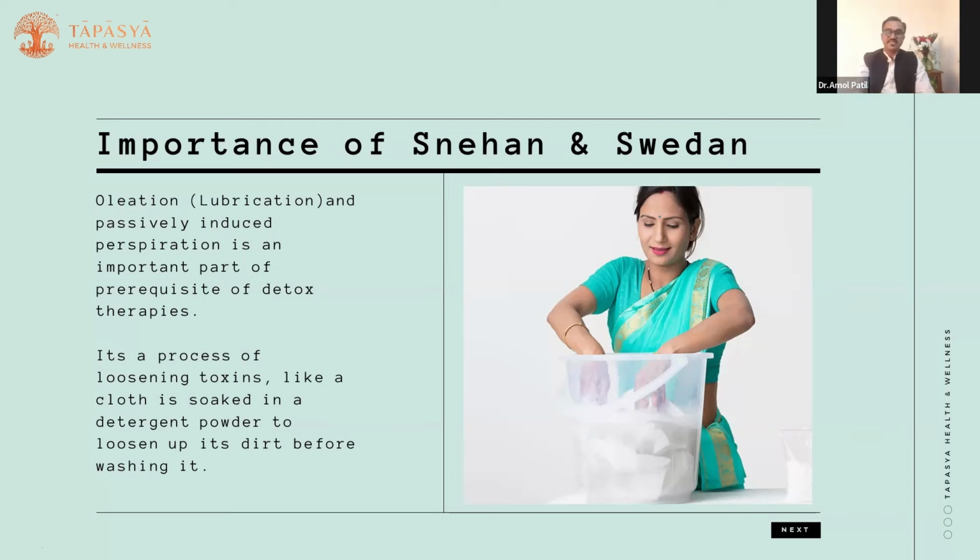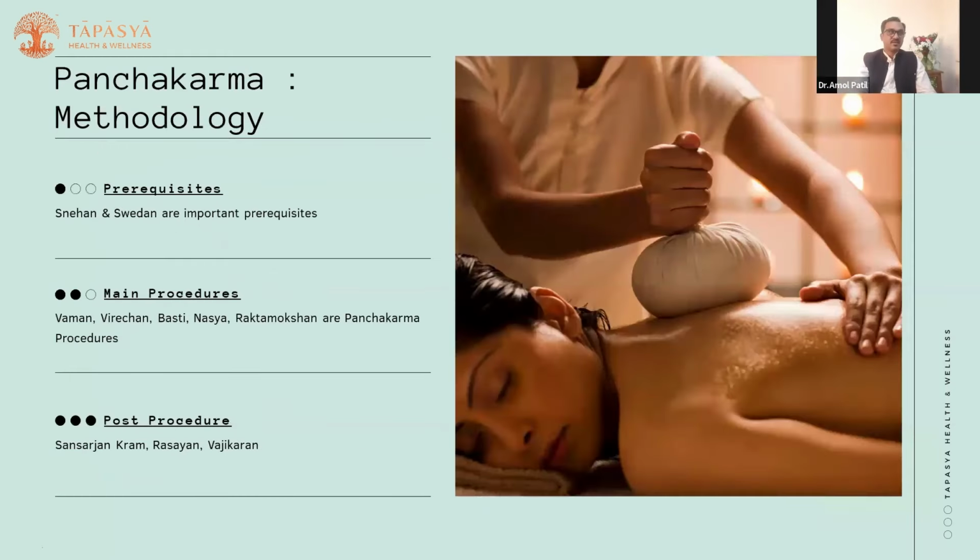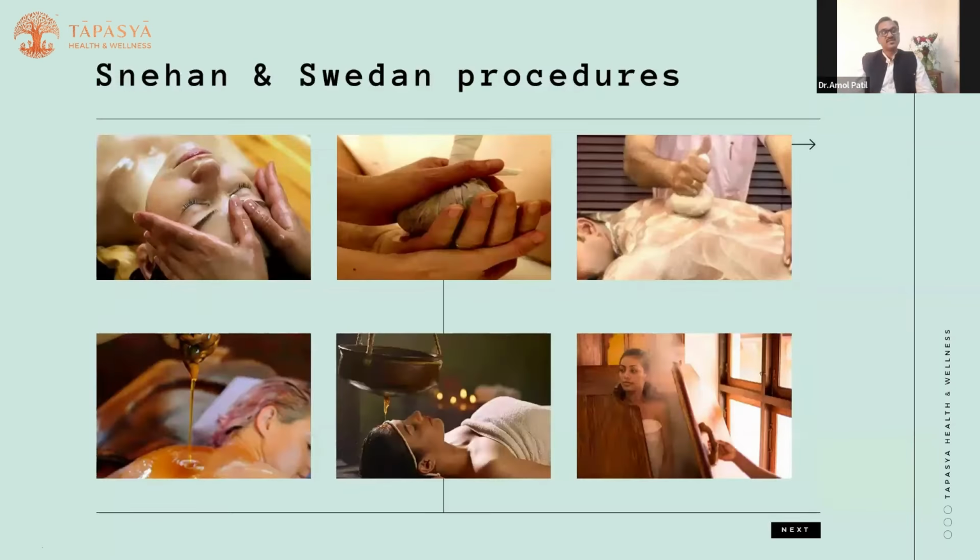So there are various kinds of oleation and lubrication processes and hot fermentation processes. I will just go through that. See, these are some of the pictures of those procedures. Like we do oil massage, we even do bathing with the oil, complete body or part of the body. We do shirodhara, that is pouring of oil on the body. And then various hot fermentation methods, like you can see the potli.